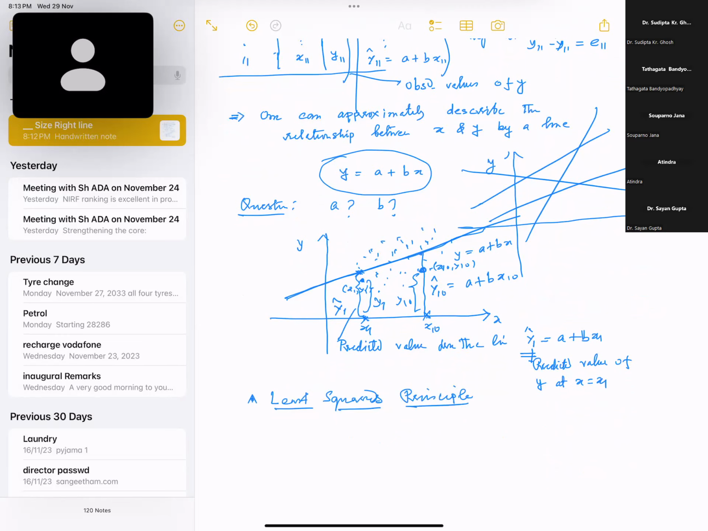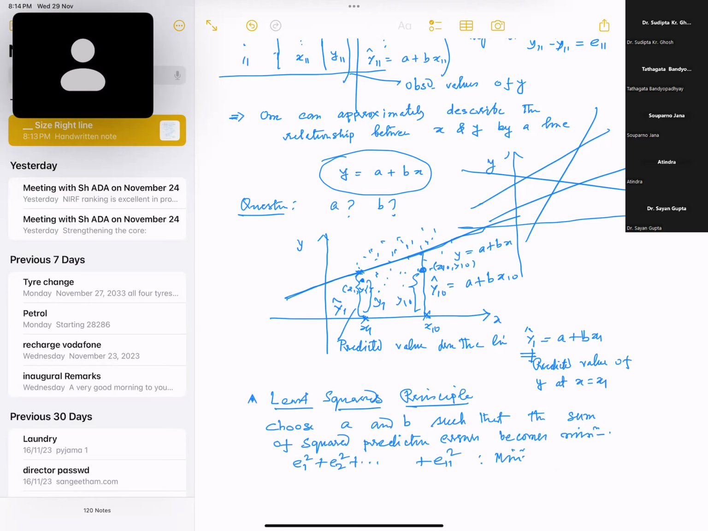Least squares principle. What does the least squares principle do? It says choose A and B such that the sum of squared prediction errors becomes minimum. That means E1 square plus E2 square plus up to E11 square is minimum for the chosen value of A and B.